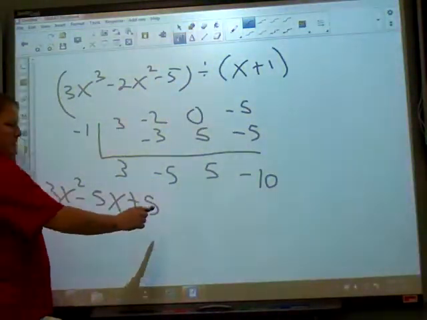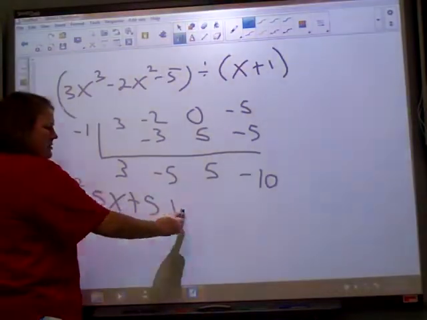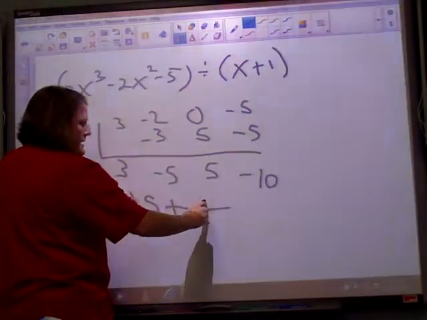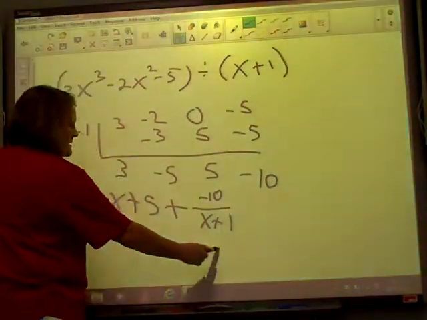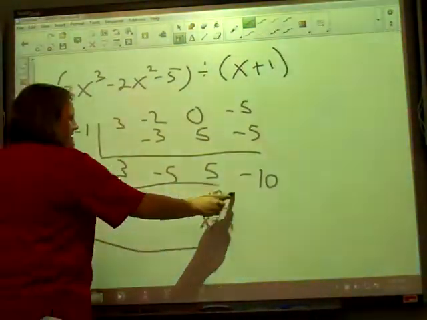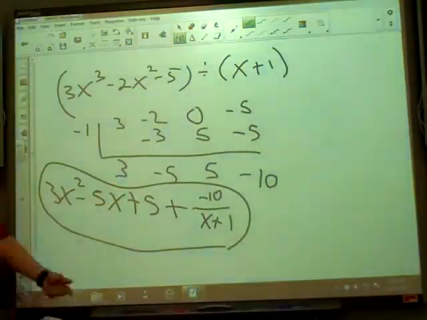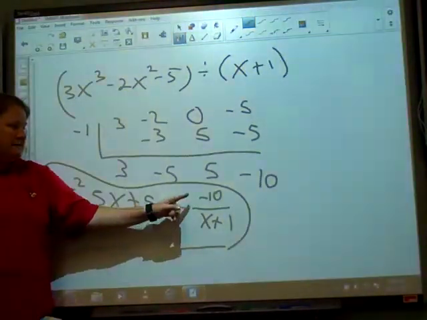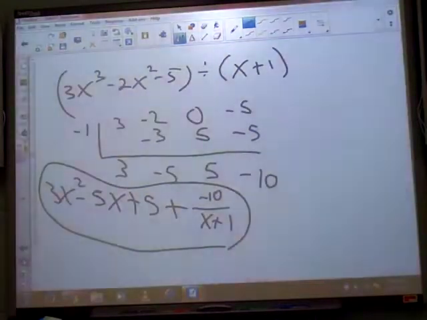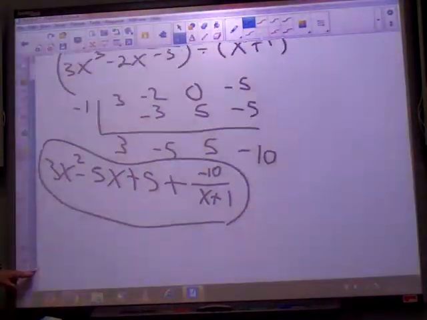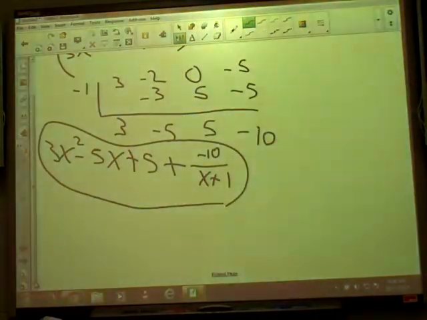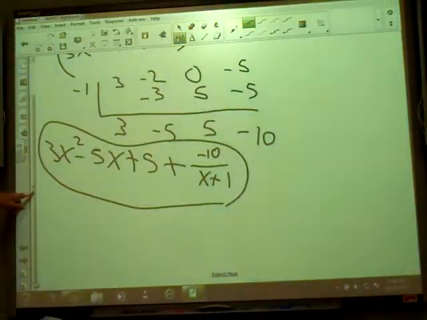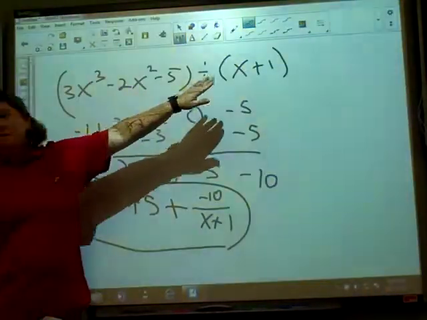Okay, and now I'm going to write plus my remainder over what I divided by. But it could be negative, right? Since that's negative 10, I could just put the negative here, minus 10. Plus negative 10 is the same as minus 10, so either one of those would work. On the bottom of your remainder, since we divided by negative 1, shouldn't that be negative 1? We didn't divide by negative 1. We divided by x plus 1.